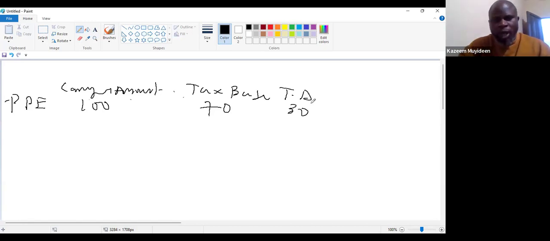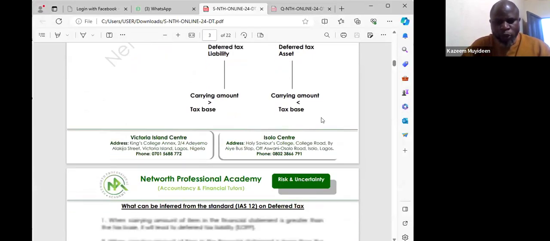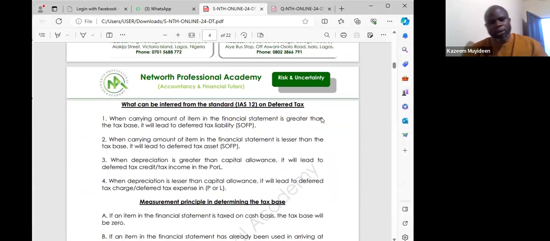Now, we have concluded what can be inferred from the standard. Let me show you what can be inferred from the standard. Look at it. That you need to know. What can be inferred from the standard IAS 12 on deferred tax? When the carrying amount of an item in the financial statement is greater than the tax base, it will lead to deferred tax liability in a statement of financial position, because we are talking about the end balance. When the carrying amount of an item in the financial statement is lesser than the tax base, it will lead to deferred tax assets as well.